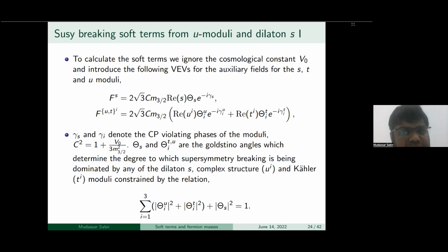To calculate the soft terms, we ignore the cosmological constant V naught and introduce the following VEVs for the auxiliary fields for the S, P, and U moduli. So these are our parameterizations, where gammas denote the CP violating phases of the moduli. C square is some constant related to the cosmological constant and the Gravitino mass. Thetas are the Goldstino angles, which determine the degree to which the SUSY breaking is being dominated by any of the dilaton, complex structure moduli, and the Kähler moduli. And all these different moduli are constrained by the following relation.